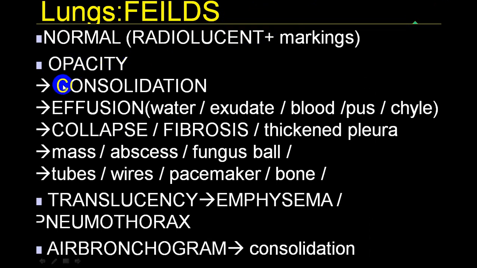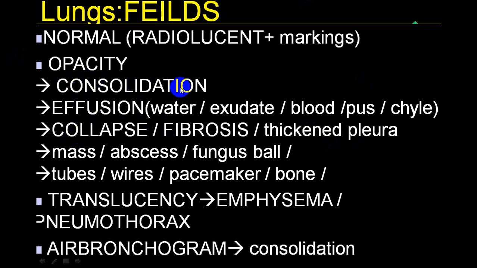Opacity will be very classically seen in consolidation. Fluid, that is what we call effusion, which can be water, hydrothorax, exudate effusion, blood, hemothorax, empyema, chylothorax, urothorax, etc. The third condition which produces opacity is a collapse, fibrosis, thickened pleura. So these three groups will be the most common groups.